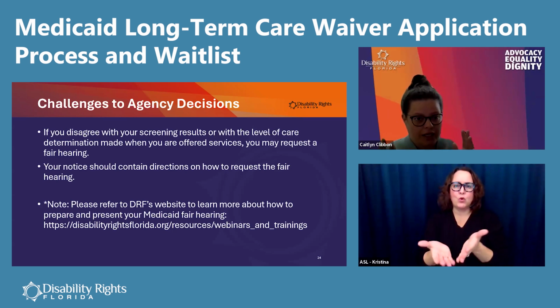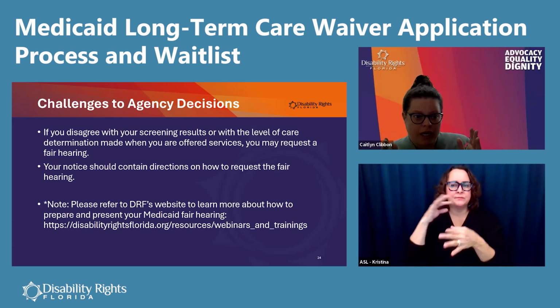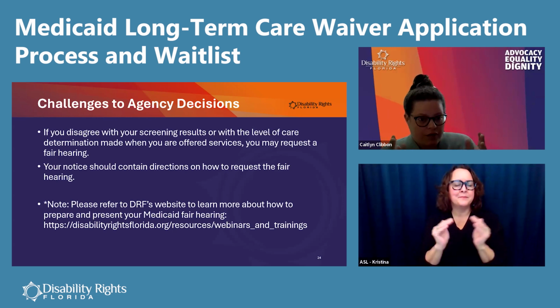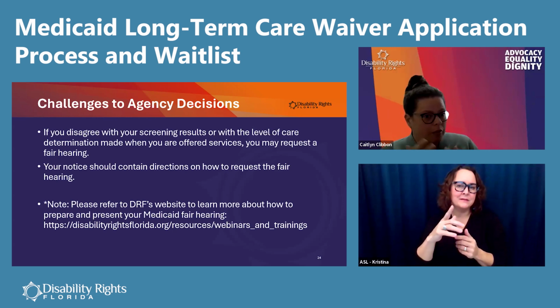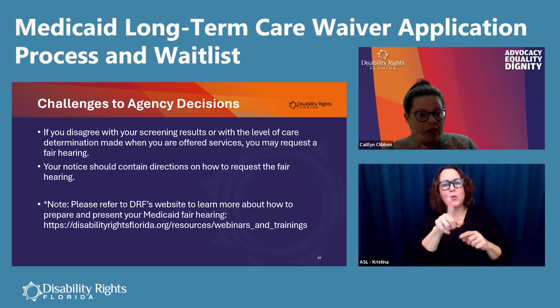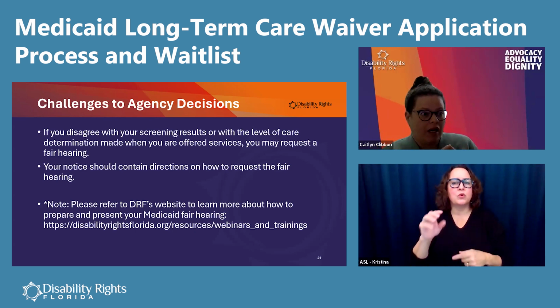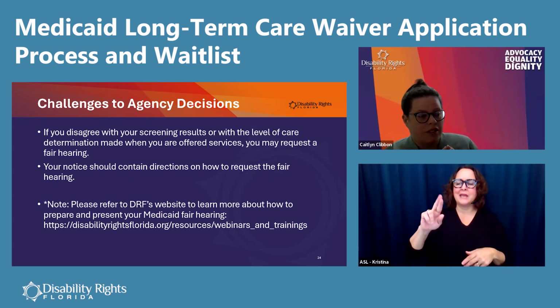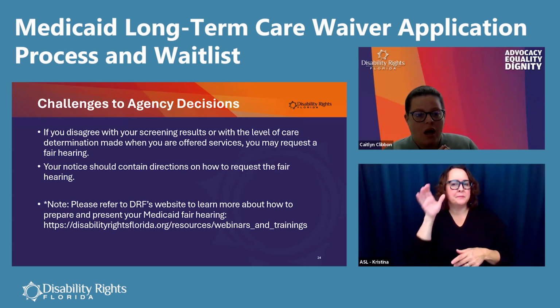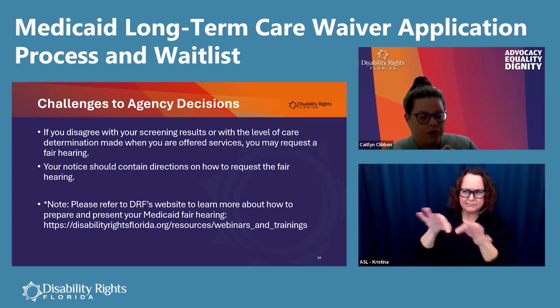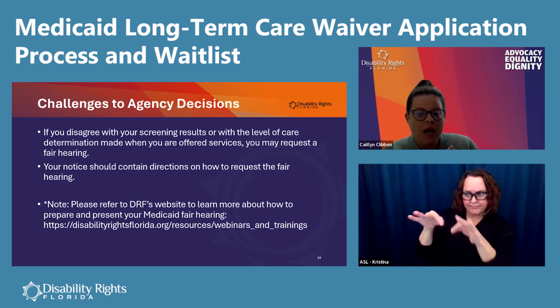A fair hearing is basically like a little mini trial, and they're generally done over the phone. You'll be able to go in and plead your case to a hearing officer to explain, here's the information they missed, here's why their decision is wrong, and ask that hearing officer to revisit that decision.